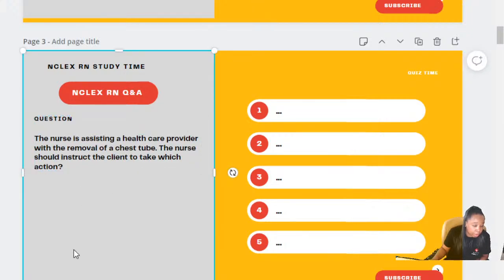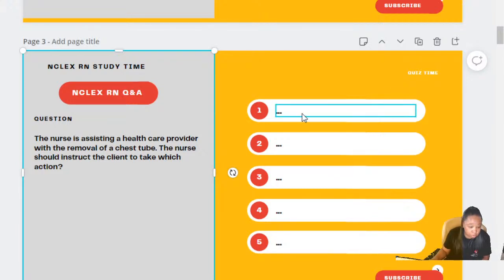Okay. The nurse is assisting a healthcare provider with the removal of a chest tube. The nurse should instruct the client to take which action? So when the doctor is removing the chest tube, how can the nurse help the doctor in that process? So let me put the choices for you.